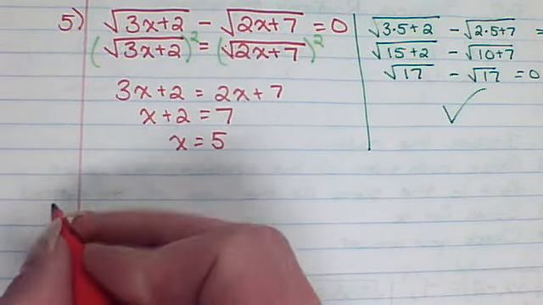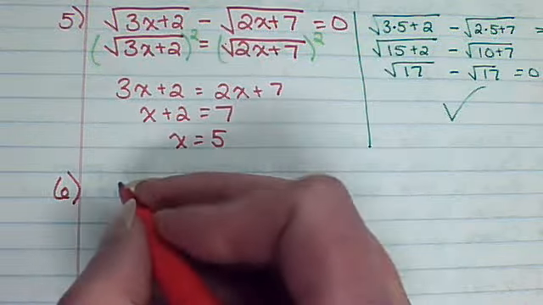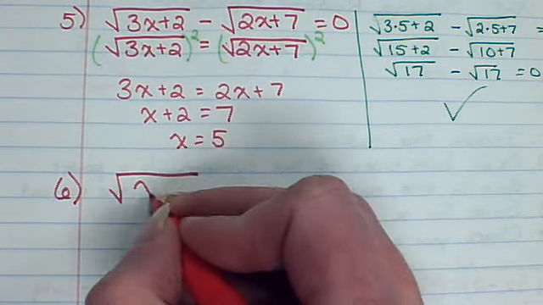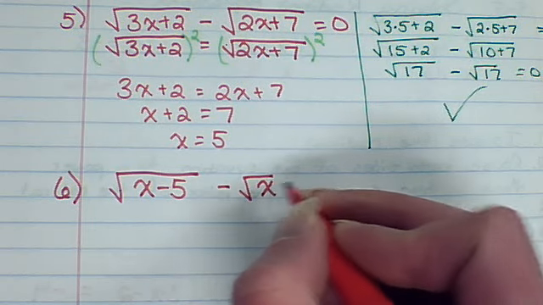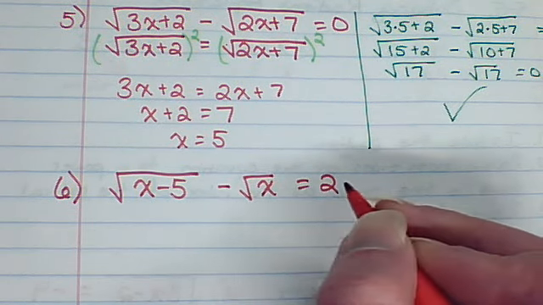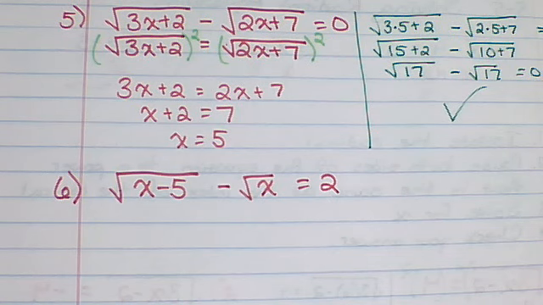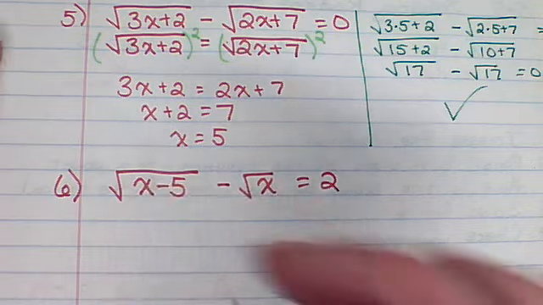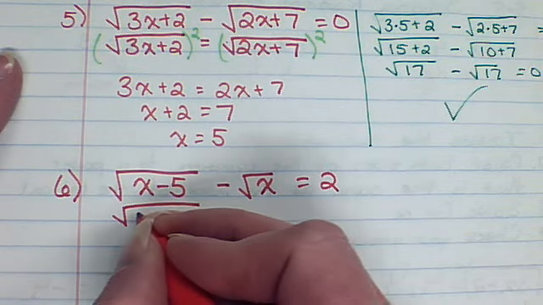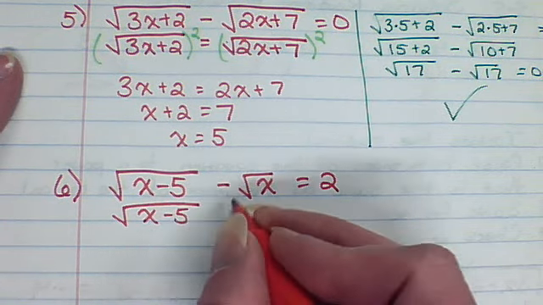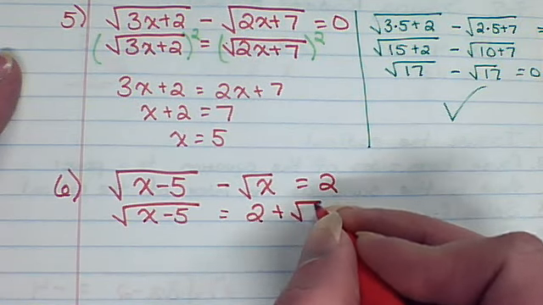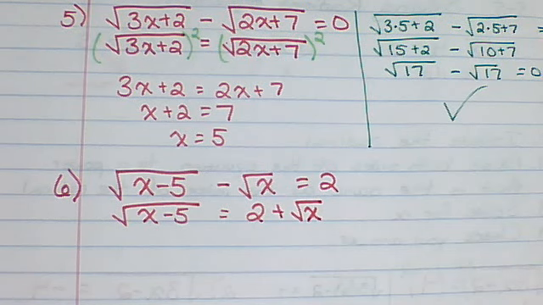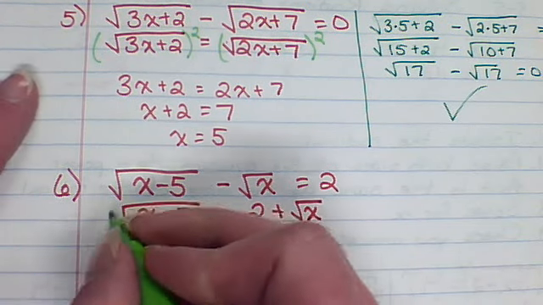Last example. Number 6. Square root of x minus 5 minus the square root of x equals 2. Now we do have two radicals here, but let's just keep with the same approach. Let's isolate this radical. I'm going to get him all by his little self. I'm going to add the square root of x. So on this side I'll have 2 plus the square root of x. Same routine. Going to square both sides.